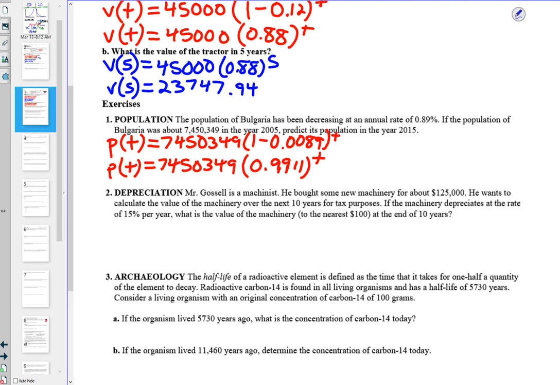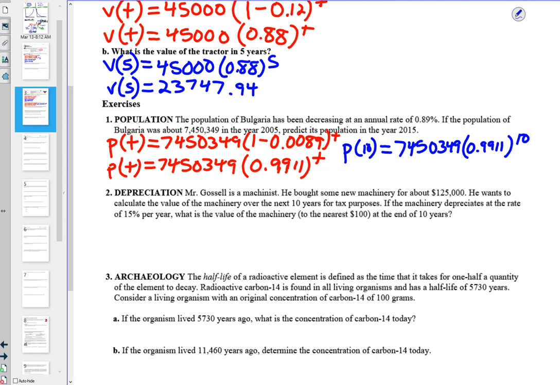How many years passed by from 2005 to 2015? 10. So let's evaluate this population function at 10 years. 7,450,349 times 0.9911 to the 10th power.